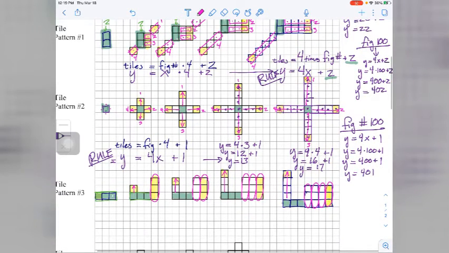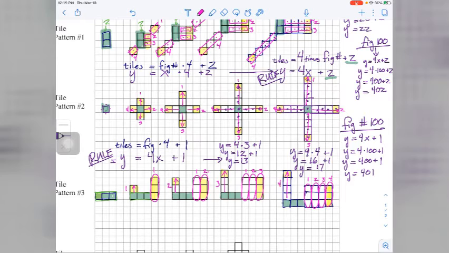So I have one group of 3 and a tower of 1. I have a tower of 2, and I have 1, 2 groups of 3. Then I have a tower of 3, and I have 1, 2, 3 groups of 3. And then I have a tower of 4, and I have 1, 2, 3, 4 groups of 3.